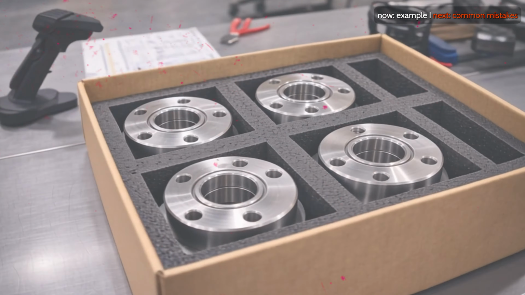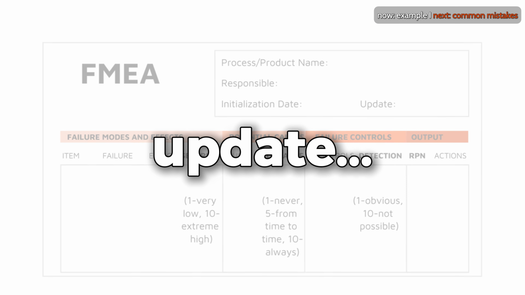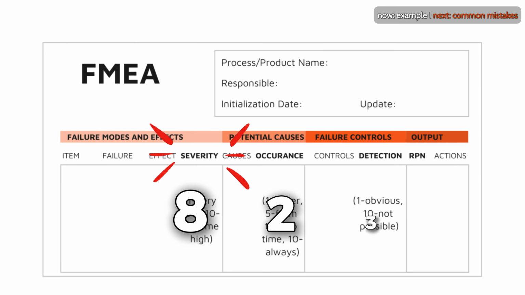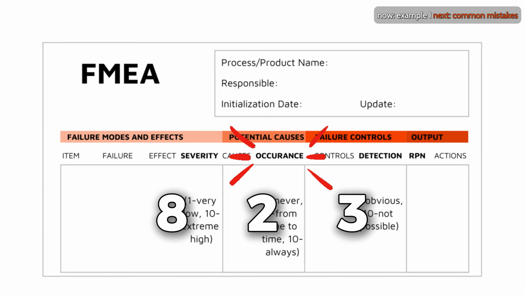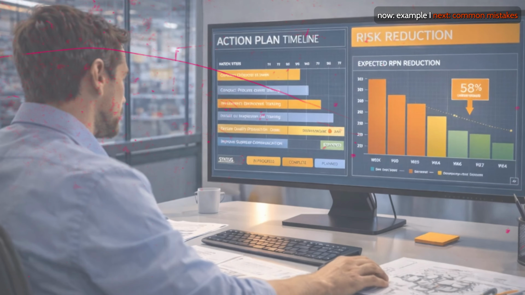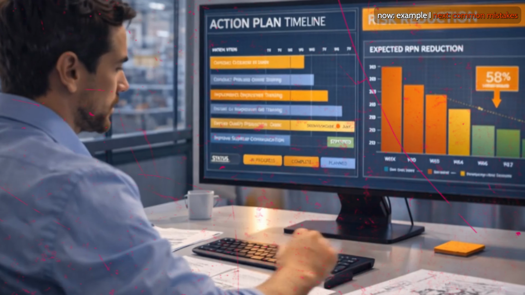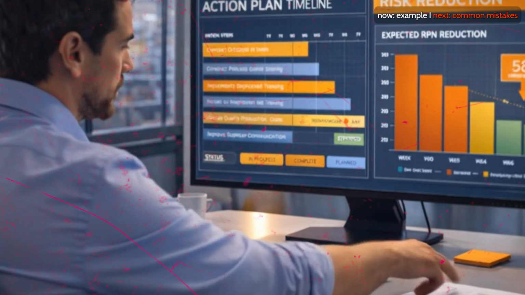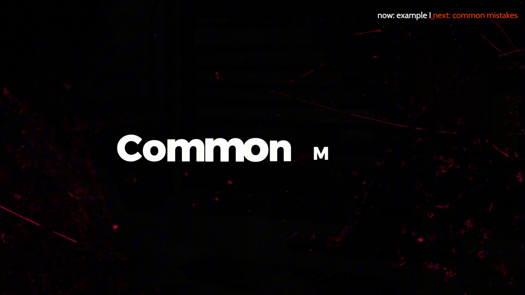After implementing the change, the FMEA is updated. Severity now is 8, occurrence now is 2, detection now is 3. The new RPN drops to 48, confirming that the risk has been significantly reduced. This shows how FMEA helps teams prioritize risks and verify that improvements actually reduce them.